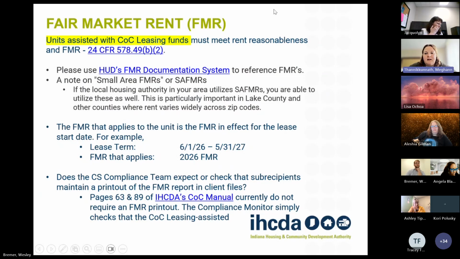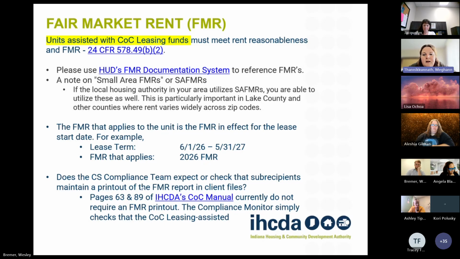Thank you. Just as a reminder, the FMR that applies to the unit is the FMR for the start date. I know this can be confusing because the calendar year might not match the program year, which might not match your contract year, which definitely doesn't match the HUD fiscal year. So in this case, you're actually using the date in which you're signing the lease. If you sign a lease on August 1st, 2026, you can use FY26 FMRs. And hopefully that is pretty straightforward for everybody.